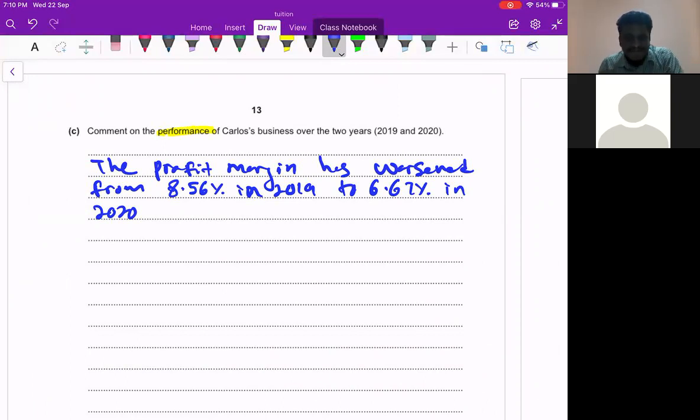In 2019, or on 2019? Is it correct? The profit margin chart shows the profit for the year. Yes, profit margin is profit for the year. Okay, this is the situation, what happened, and then why this thing happened.